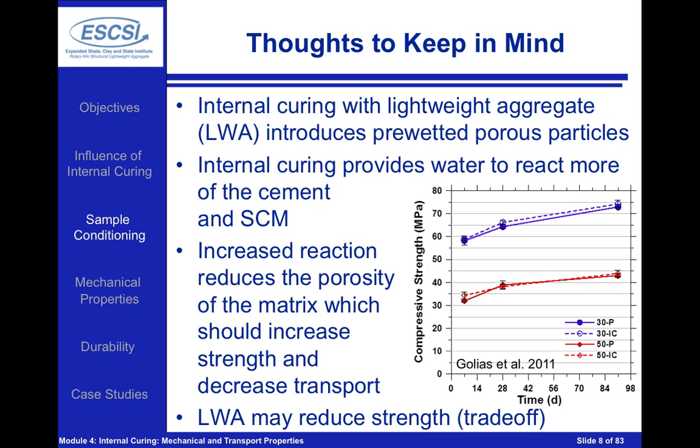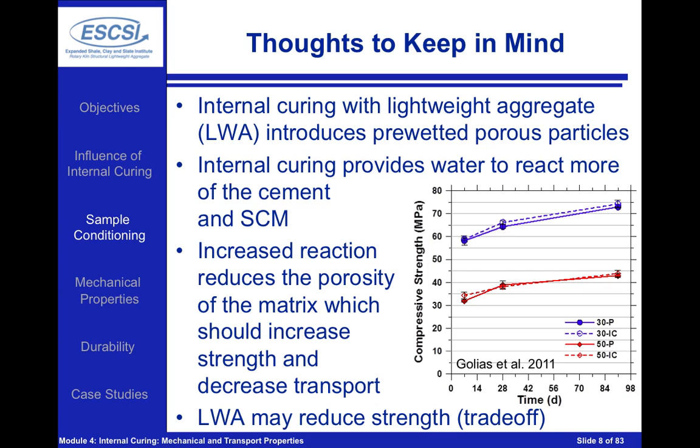So generally we see that the strength is usually within about 5 to 10% in either direction of the conventional concrete. Sometimes we may see it being slightly lower, and this would essentially be the lightweight aggregate particles reducing the strength a little bit. Sometimes, however, in the internally cured system, we see the strength being slightly higher, and this is because we're increasing the reaction in the matrix, we're increasing the strength of the matrix, and we're decreasing the transport properties.